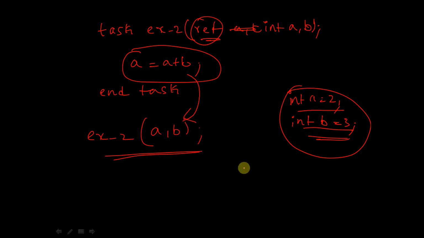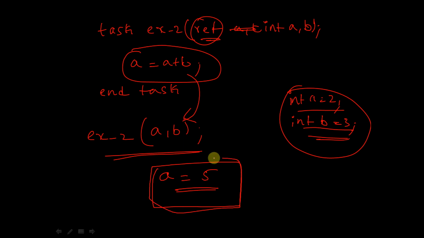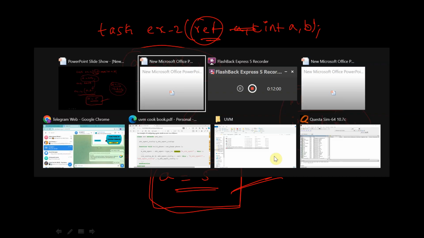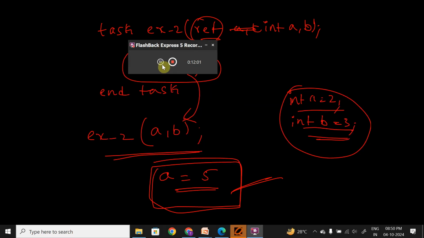Okay. So the value of a will be altered to 2 plus 3, that is equal to 5. So this change will be reflected outside of my task also. So this is task arguments passed by reference. In case of arguments passed by reference, any changes made to the variables passed as arguments will be reflected outside my task also. Okay, so this is about task arguments passed by value as well as passed by reference.